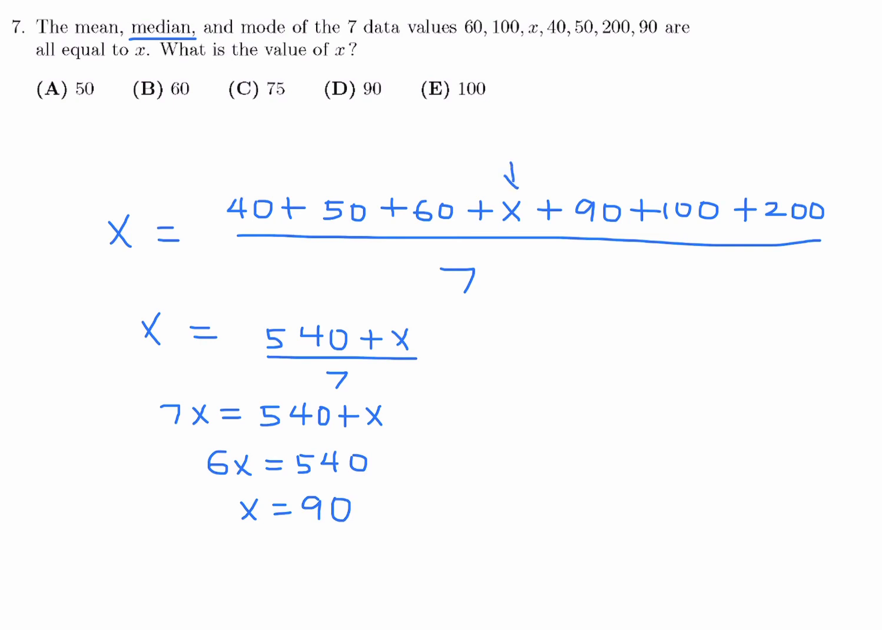So that guy right there was a 90, and therefore the mode is also going to be 90 since the 90 appears twice, and that's the only number that appears more than once. So number 7, the answer is D.